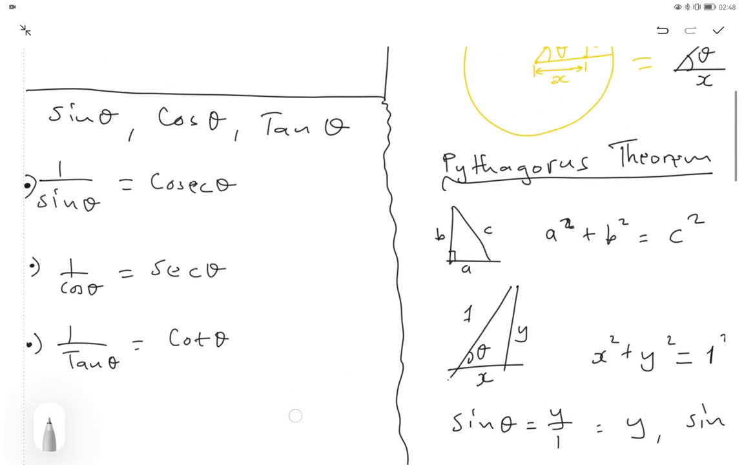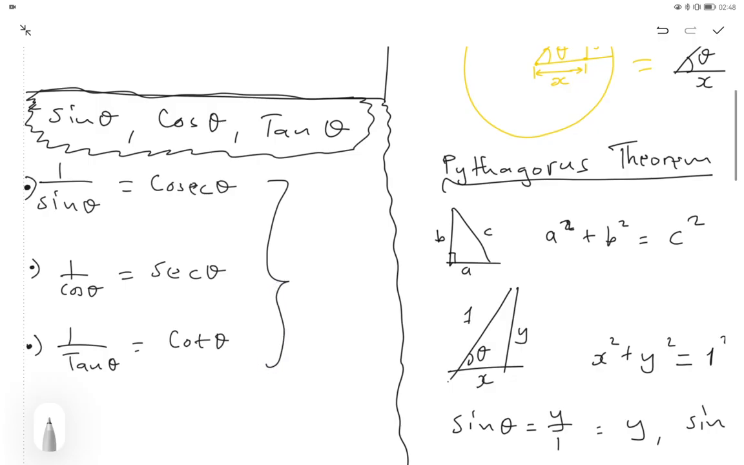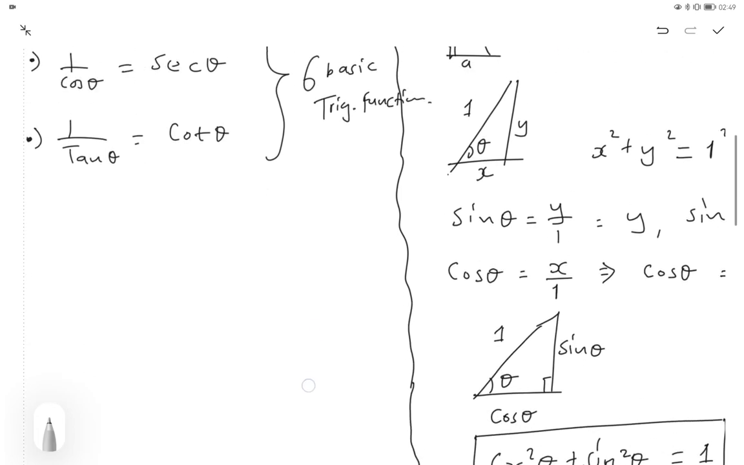So in total, we have these 3 basic trigonometric functions plus these 3. At the end we have 6 basic trigonometric functions. These ones you need to memorize.